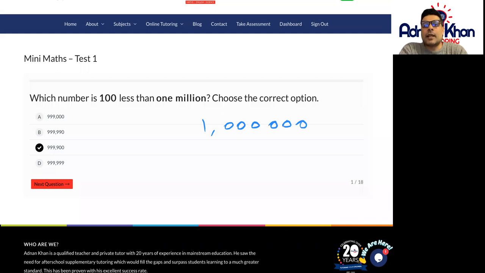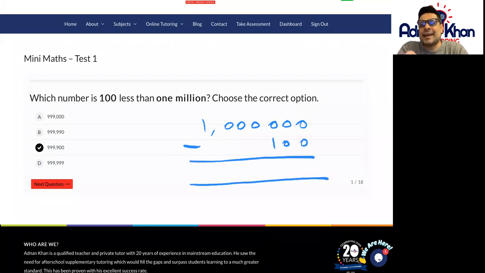Now we're expected to take away 100 from 1 million. So let's write down 100 here. Okay, let's try and answer this question now. So 0 take away 0 is 0. 0 take away 0 is 0. But we cannot take 1 away from 0. So we're just going to change this now.